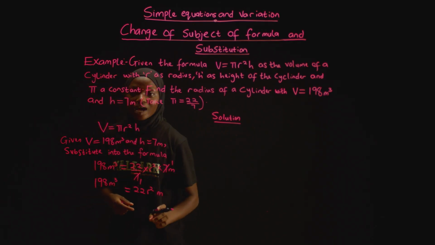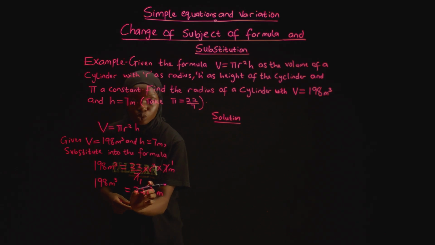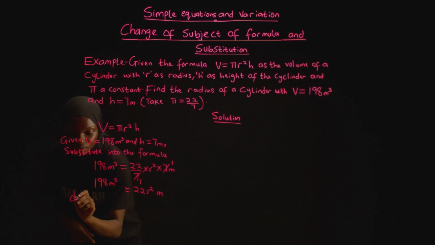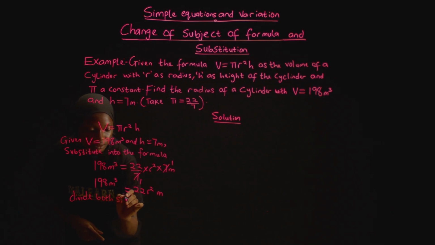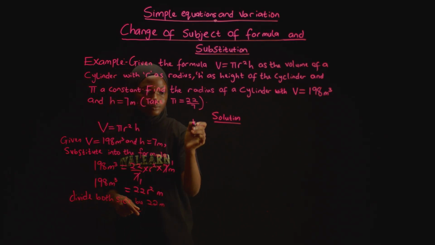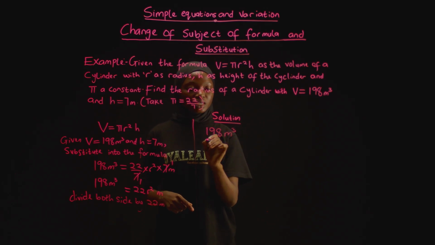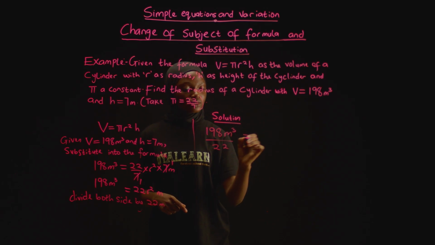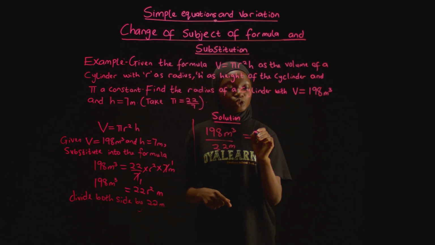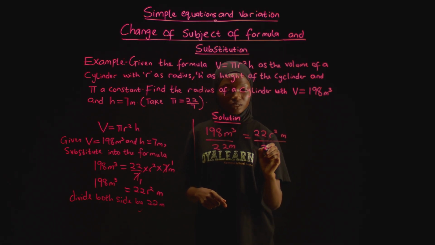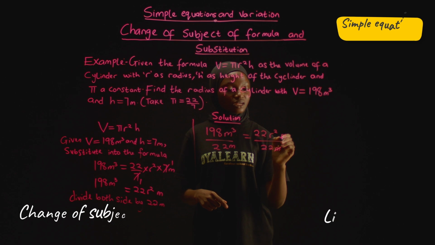Because we are trying to find r, and r² is attached to 22, what we have to do here is divide both sides by 22 meters. So here we have 198 m³ divided by 22 meters equals 22r² divided by 22 meters. So this meter cancels out this meter.